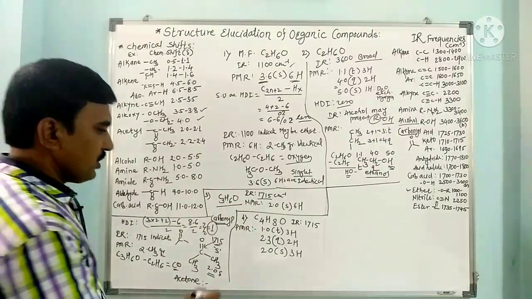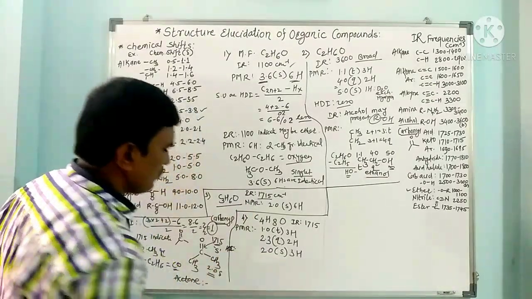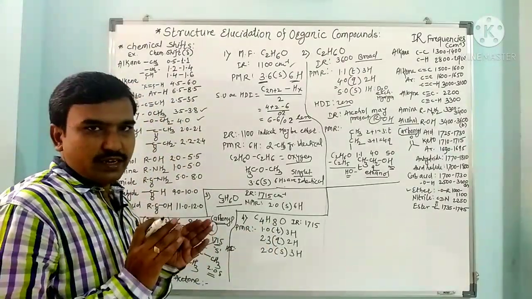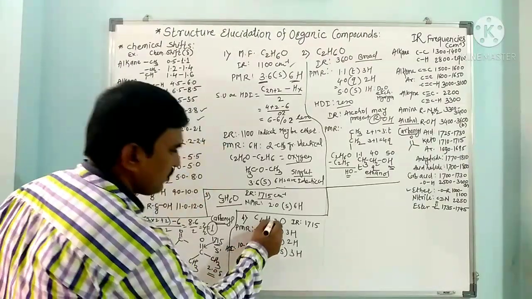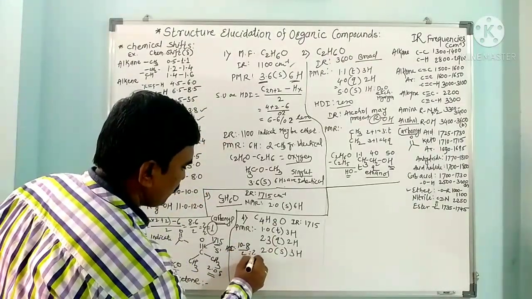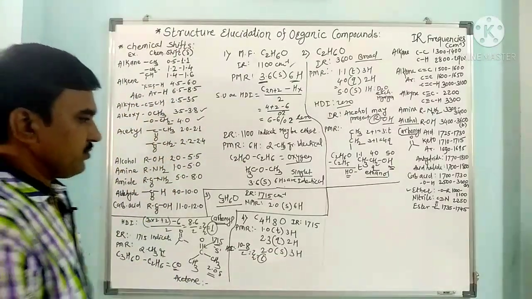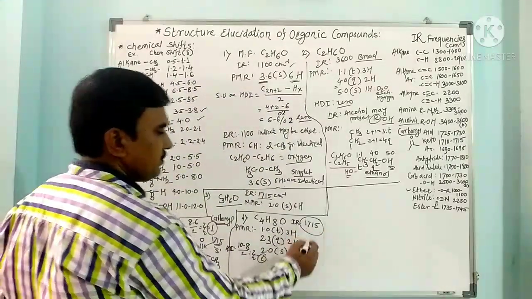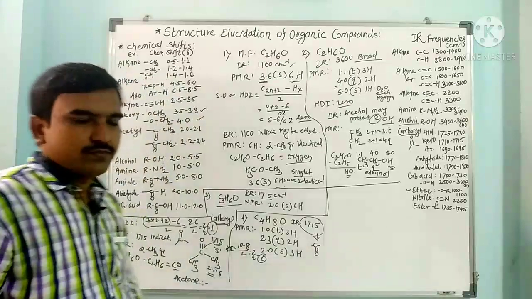From this molecular formula, first of all we have to determine HDI. So in HDI, 4 into 2, that is 8, plus 2, that is 10. So 10 minus number of hydrogens, 8, by 2. So 2 by 2 equal to again 1. Now one unsaturation is there, and this one unsaturation indicates a carbonyl is there. At 1715 the IR is indicating C double bond O is there.